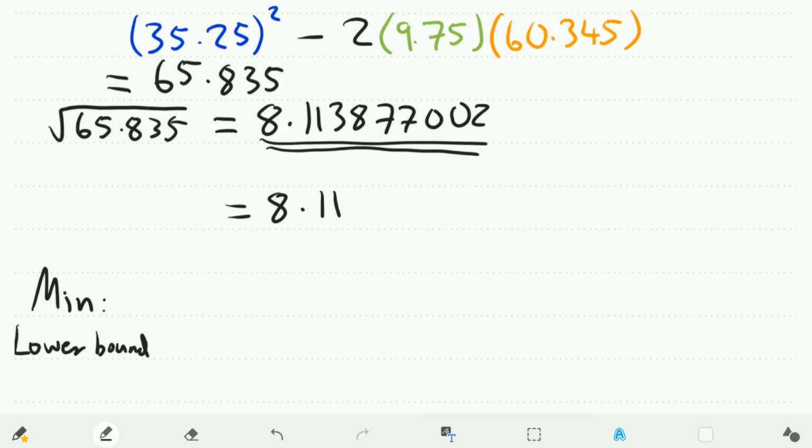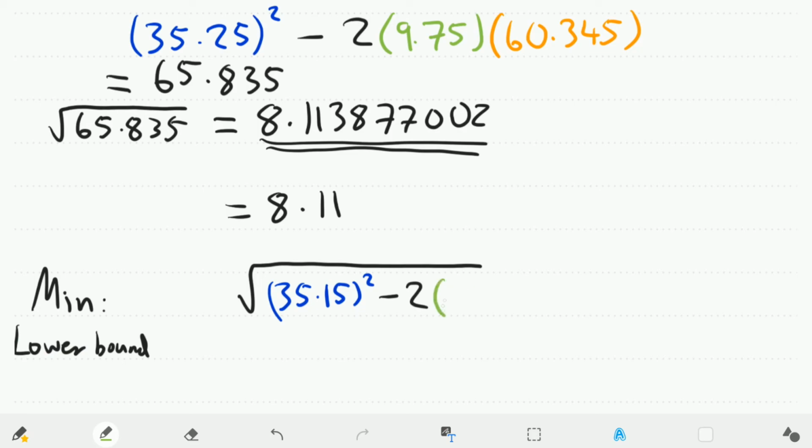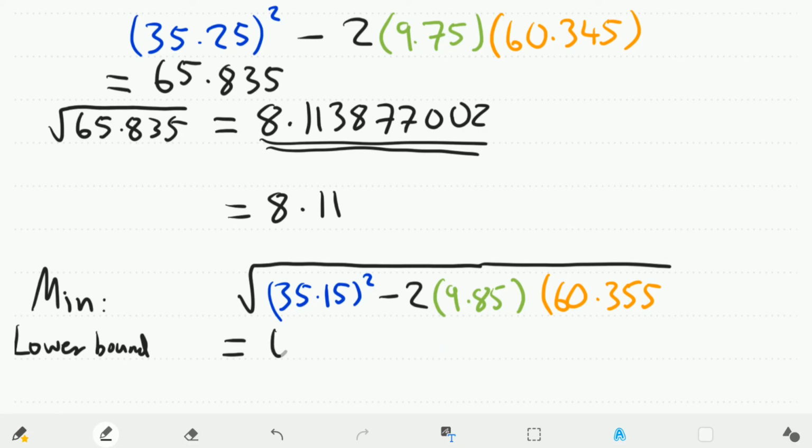To do that, we are still doing the square root of v squared minus 2as, but this time our v squared will be 35.15 squared, and we are doing minus 2 times the maximum values we can get, 9.85 and 60.355. And if we did that, you put that into your calculator and you should get 6.8212169, which to three significant figures would be 6.82. Don't forget your brackets. If you don't put that in the calculator, it might give you the wrong answer.